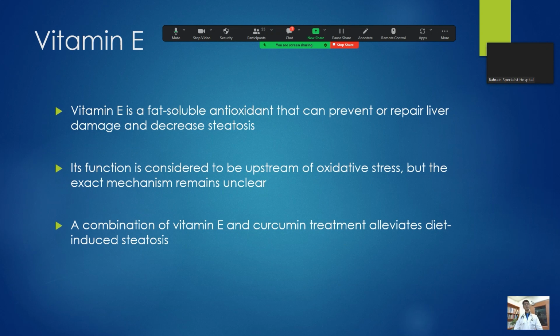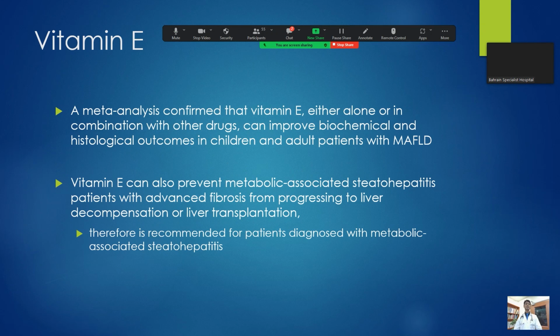And one more drug we talk about, more liver specific, is vitamin E, which is a fat-soluble antioxidant which can prevent or repair liver damage and decrease steatosis, fatty liver disease. Its function is considered to be upstream from oxidative stress. As I said, the oxidative damage happens to the liver, endoplasmic reticulum, and mitochondria, which can be prevented by this kind of medication. One other is a combination of vitamin E and curcumin treatment, which alleviates diet-induced steatohepatitis. A meta-analysis confirmed that vitamin E, either alone or in combination with other drugs, can improve biochemical and histological outcomes in children and adults with MAFLD.